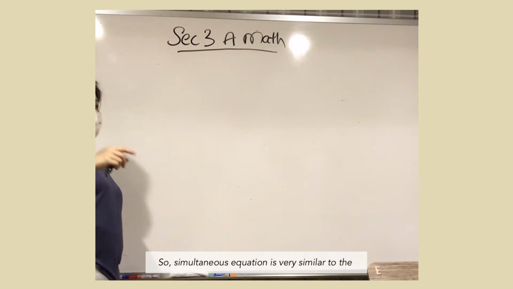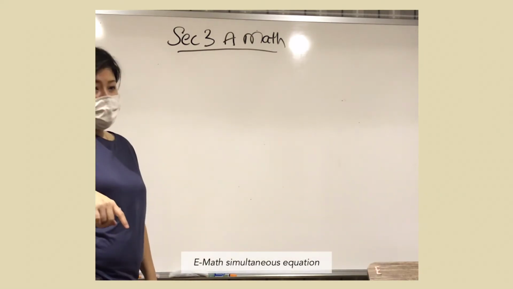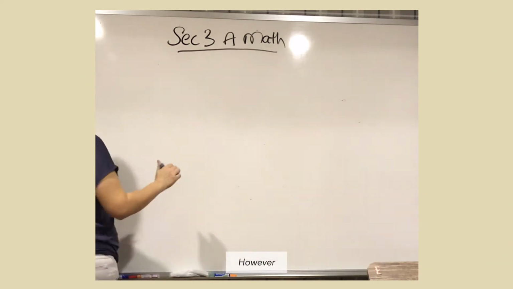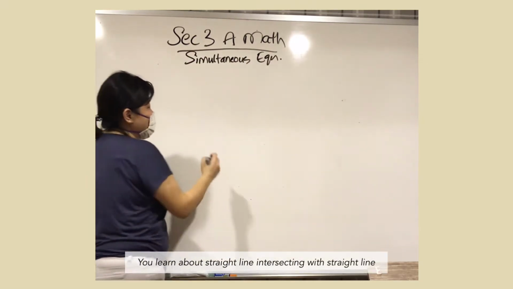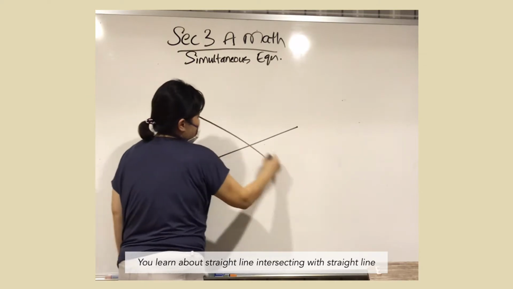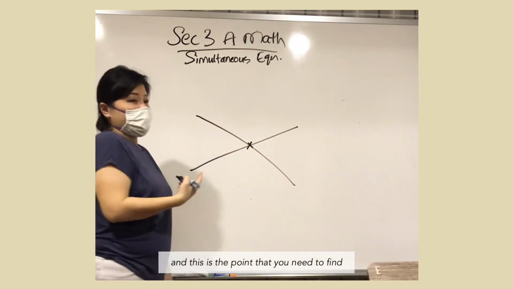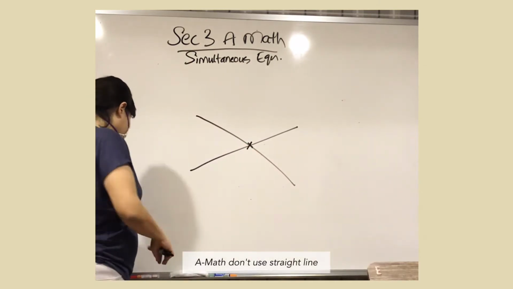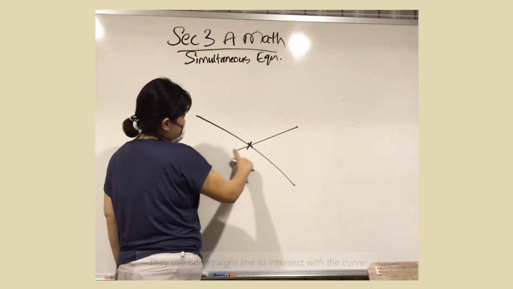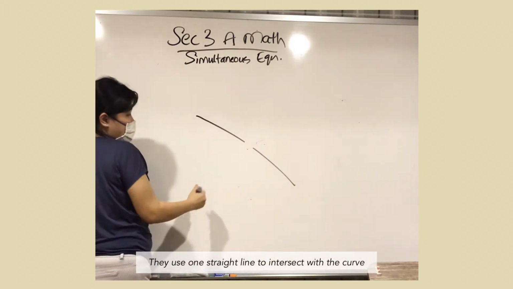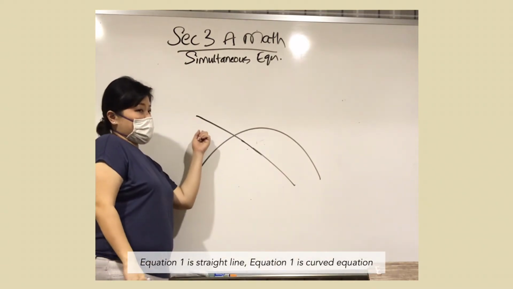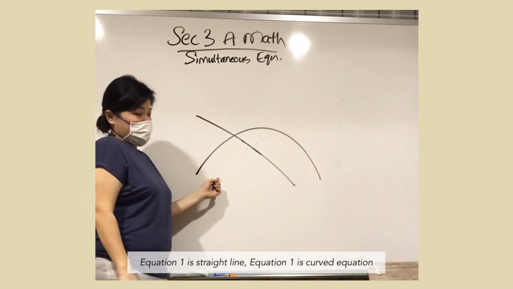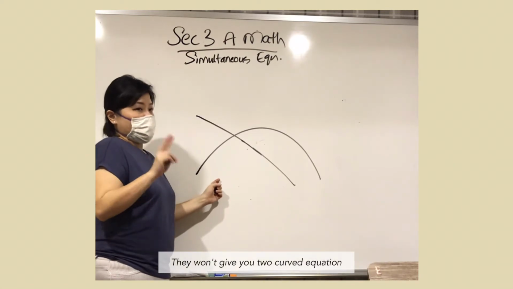Equation is very similar to the EMATH simultaneous equation. However, in your EMATH, you learn about straight line intersecting with straight line, and this is the point that you need to find. AMATH doesn't use two straight lines. They use one straight line intersecting with a curve. One is a straight line equation, one is a curve equation. They won't give you two curve equations.